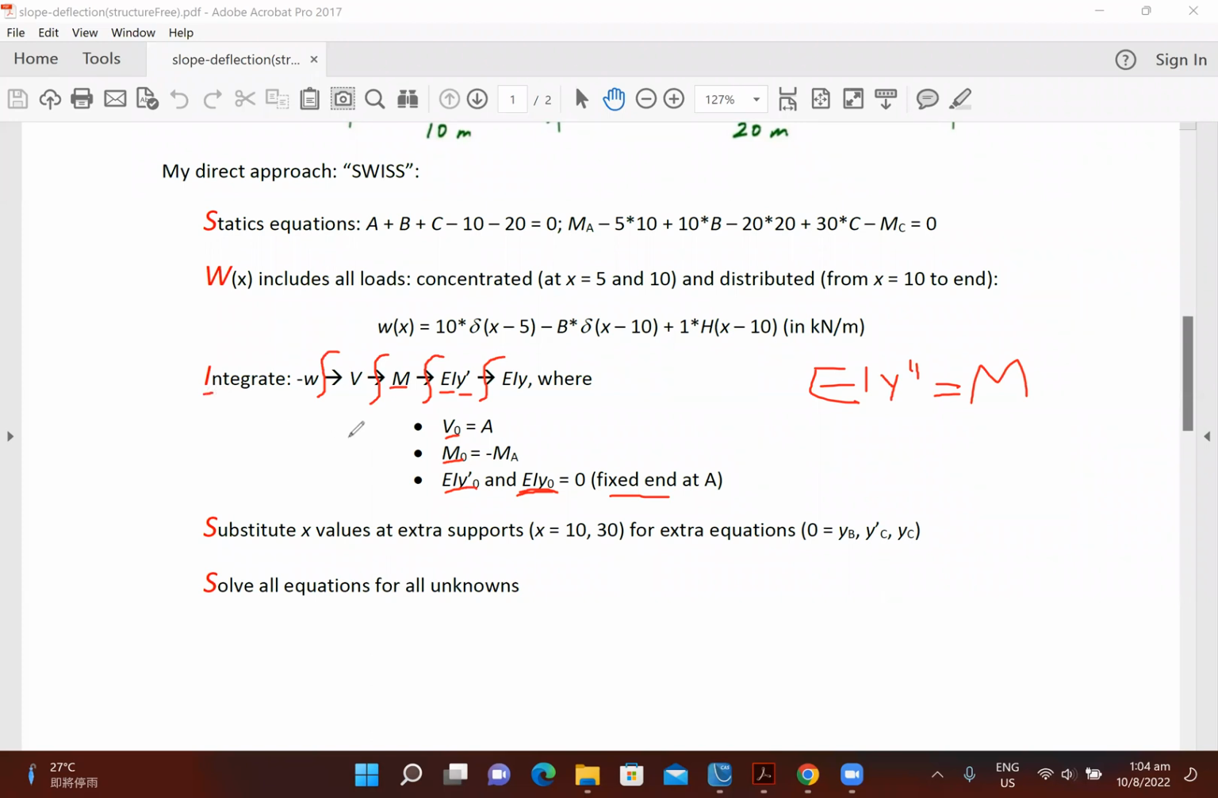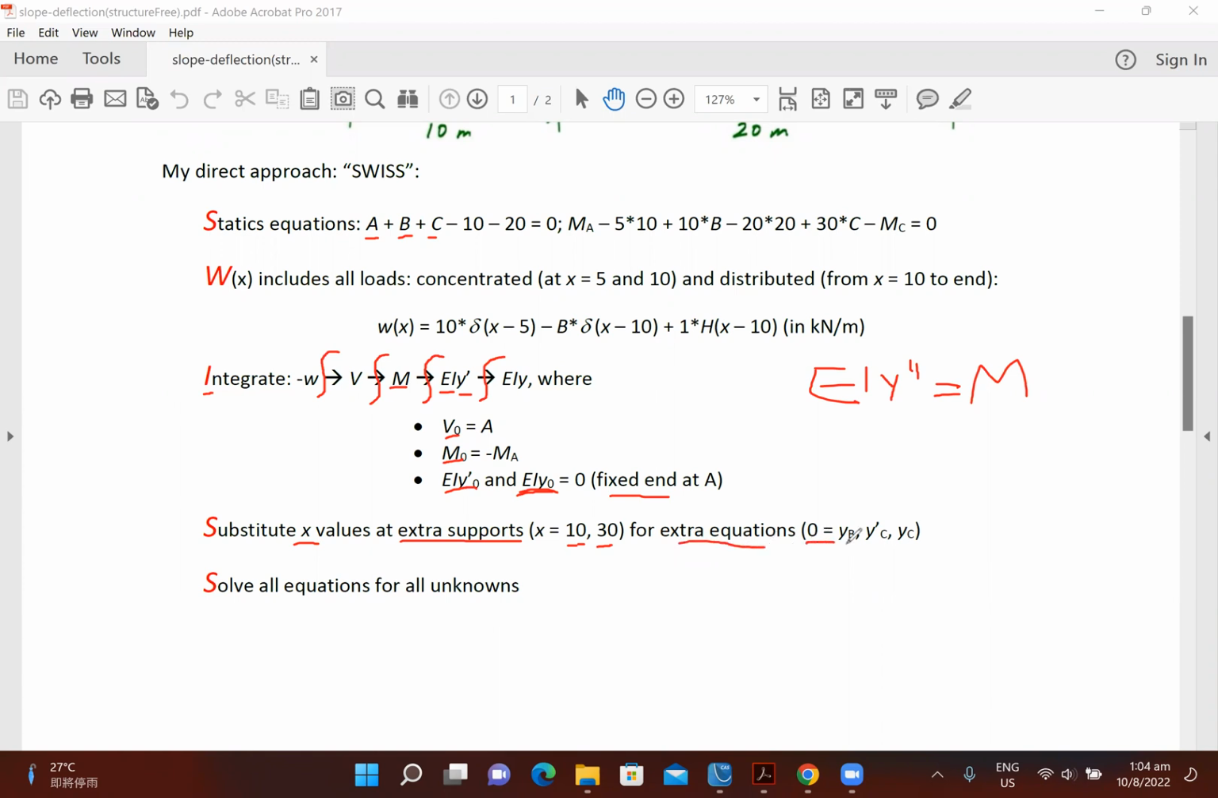And then once I have the expression for y of x, which will carry those unknown reactions with me, I am going to substitute some x values at those extra supports that I see in this problem, namely at x equals 10 and 30. 10 is where the roller is, and 30 is where the extra fixed end is. So evaluating y prime or y or both at those places, I'm going to get my extra equations.